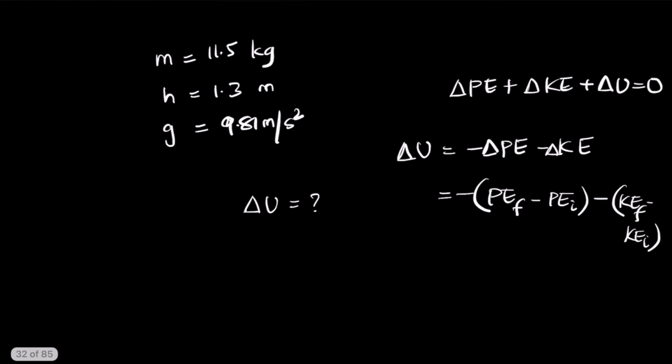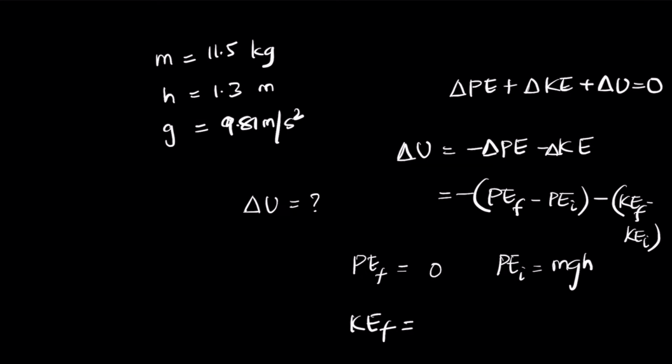So which means here the final kinetic energy is going to be 0. The initial kinetic energy is going to be 0. The final potential energy is going to be 0, and the initial potential energy is mgh. The initial kinetic energy is also going to be 0 because there is no movement due to the velocity.